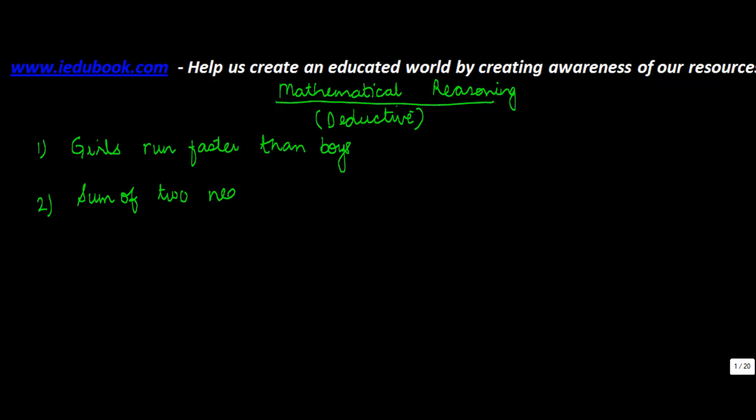Okay? Let's say you have a statement: girls run faster than boys. Second, I'll consider each one of them and then we'll go through them. Sum of two negative numbers is always negative.